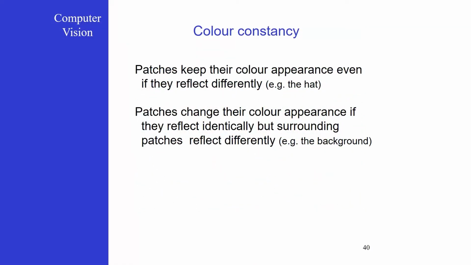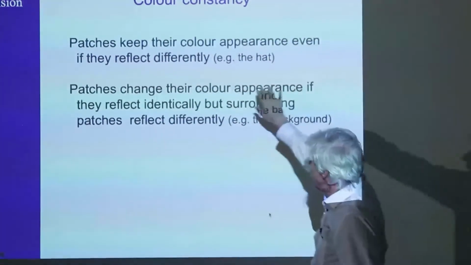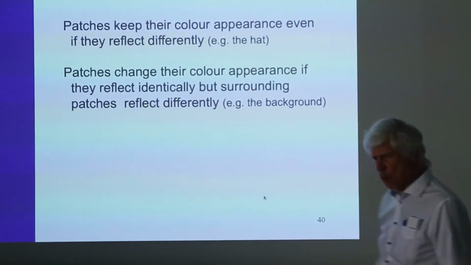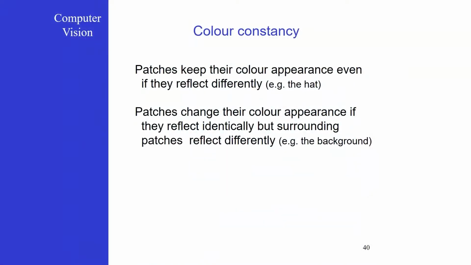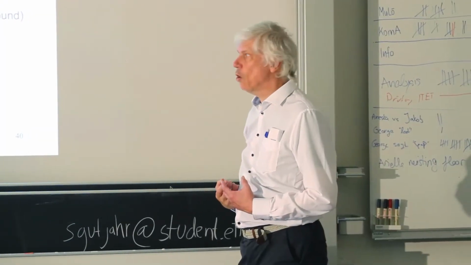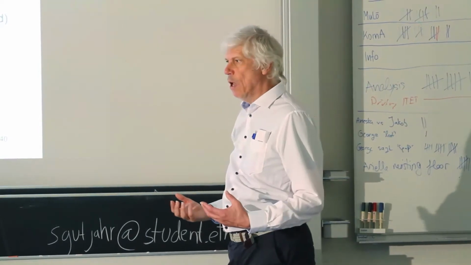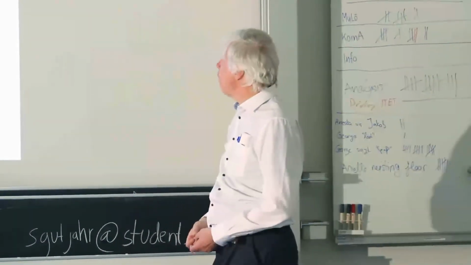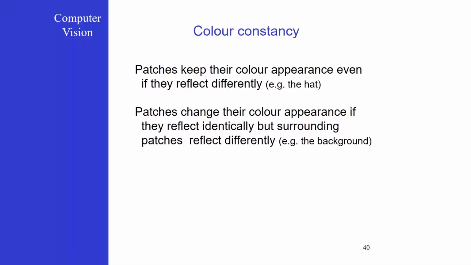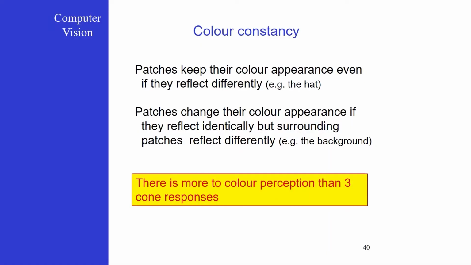So two things we could see here. Patches keep their color appearance even if they reflect differently, like on the hat. In one case it was actually red, in the other case it was in fact green, but both we called red. And patches change their color appearance, but in fact, they reflect identically. That was the background. Two identical patches, but they look different to us in terms of their color. And of course, only explicable when you drag in the environment. So indeed, there's much more to color perception than just three responses of the three cone types.